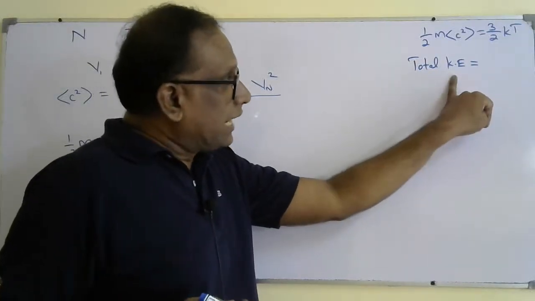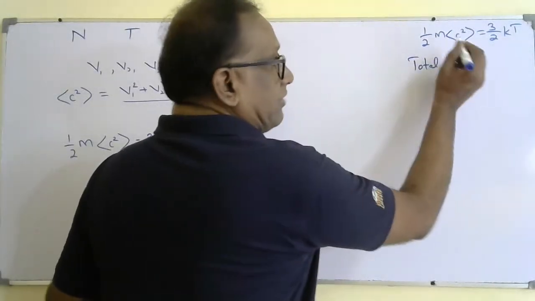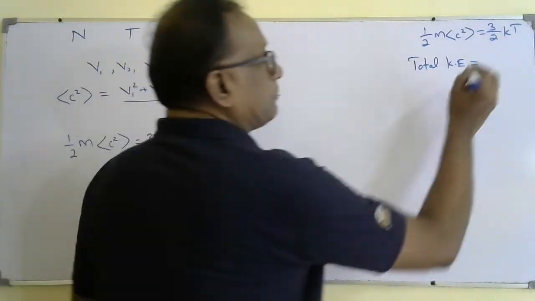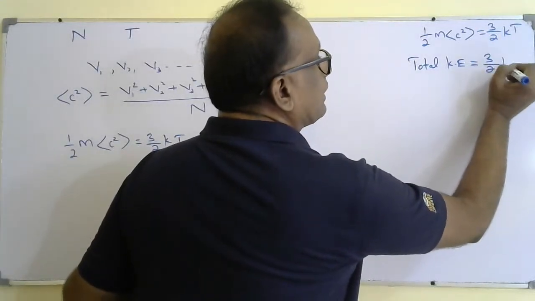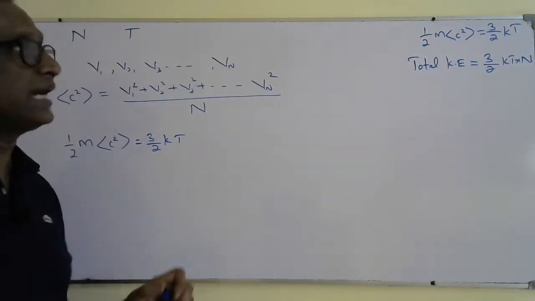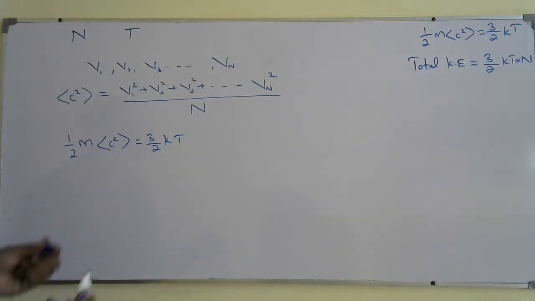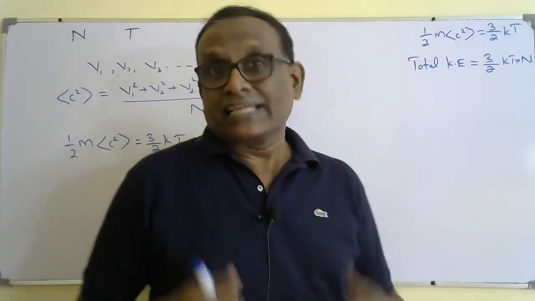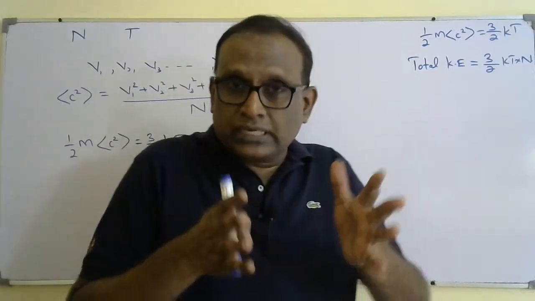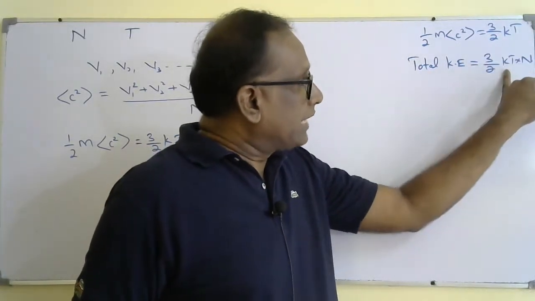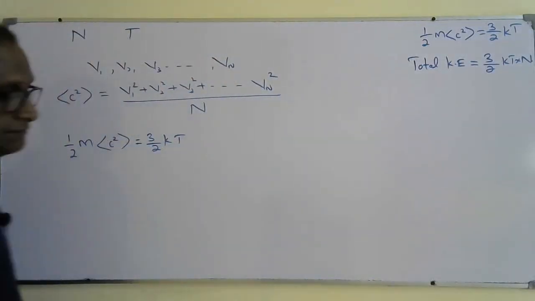So the total kinetic energy is given by average kinetic energy into number of gas particles. So that means 3 by 2 kT into n, that is the total average kinetic energy of the gas, not a molecule. Total average kinetic energy of the gas is given by 3 by 2 kT into n.